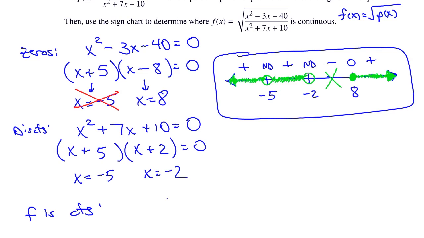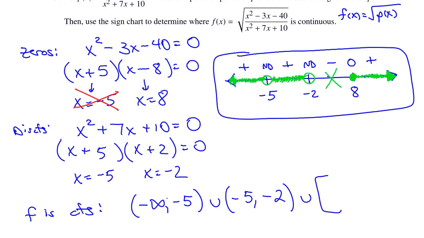So this would be continuous from negative infinity to negative 5, union, negative 5 to negative 2, union, 8 to infinity. And technically it includes 8 because you can take the square root of 0. I did not count off on the test if you failed to put in the square brackets, but you should put in the square brackets for the continuity on this one.